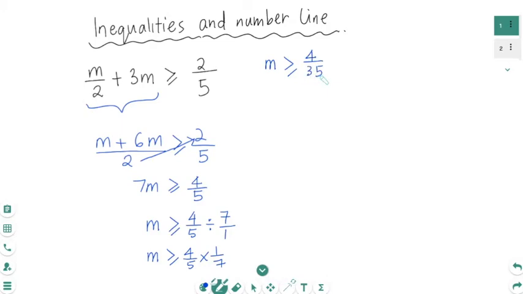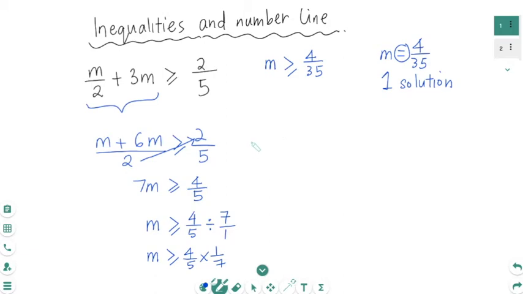You realize that this answer would be different if it was an equation. The answer would be m equals 4 over 35, which means there's only one solution for m if it was an equal sign. But if it was an inequality sign, there will be more than one solution for m, a range of answers for m. It would be obvious how this is different if we show it on a number line.